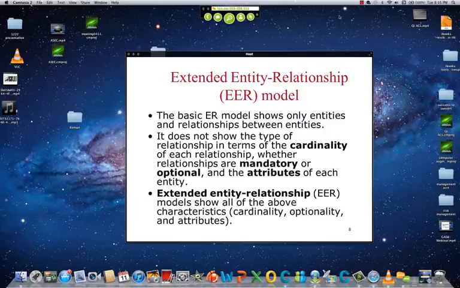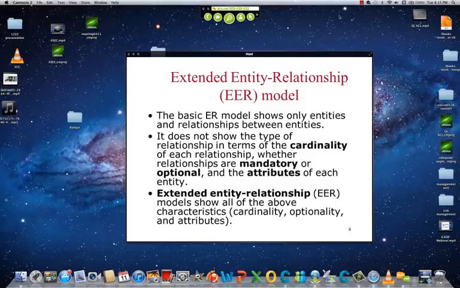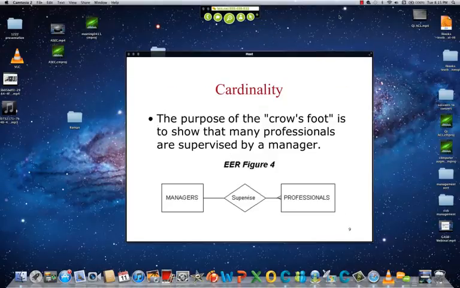Another thing is that we have attributes, okay? So, for example, we have managers. What are managers' attributes, okay? So, just think of it like a table, like a field, right? What fields will you have? You will have manager ID, name, address, and so on, okay? So we will add this information into this ER diagram. And here's an example, right? So first, we'll talk about this cardinality.